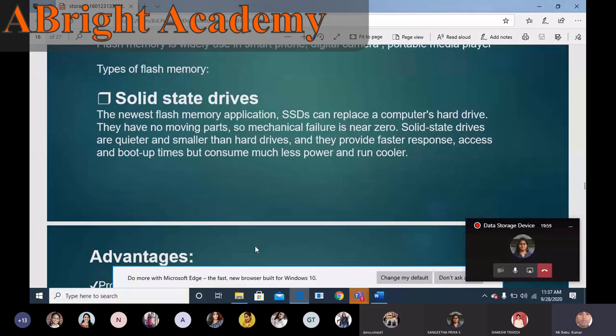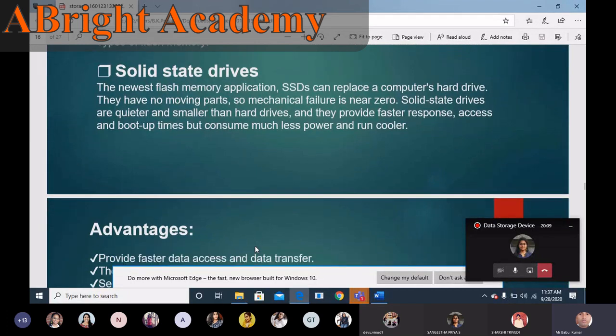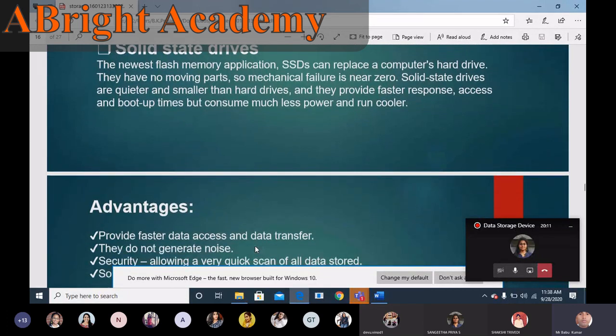Solid state drive. The newest flash memory application, the solid state drive, can replace a computer hard drive. They have no moving parts, so mechanical failure is near zero. Solid state drives are quieter and smaller than hard drives, and they provide faster response, access, and boot up times, but consume much less power and run cooler.